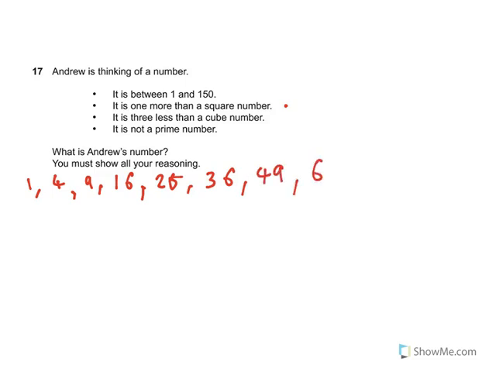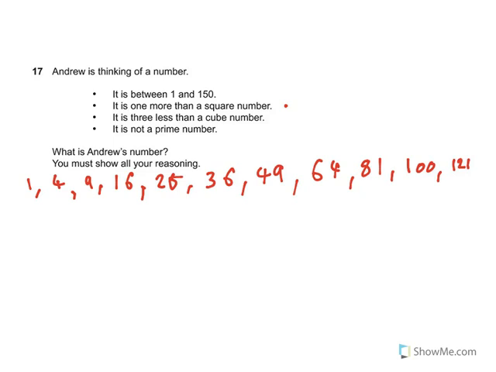8 times 8 is 64. 9 times 9 is 81. 10 times 10 is 100. 11 times 11 is 121. And 13 times 13 is 169, which is too big. We only want numbers between 1 and 150.